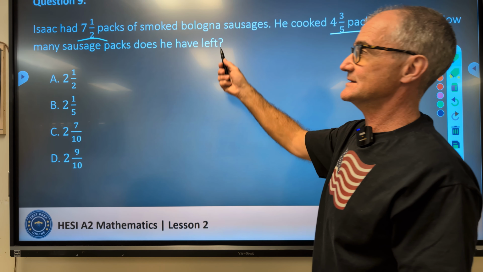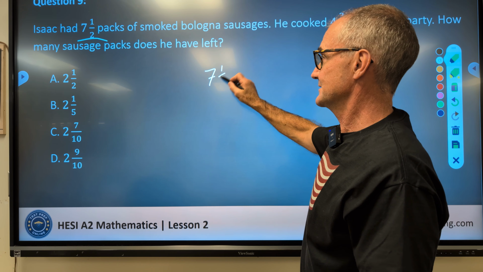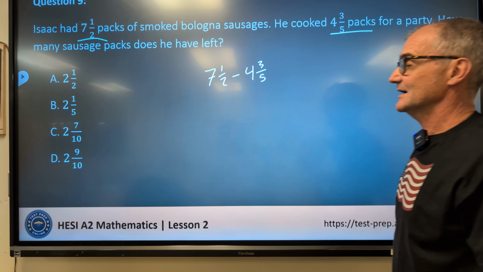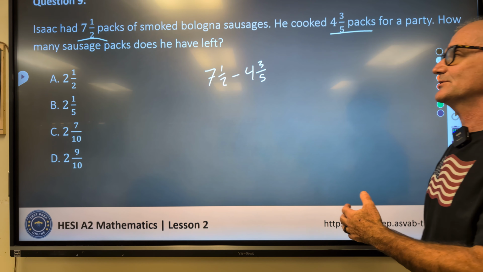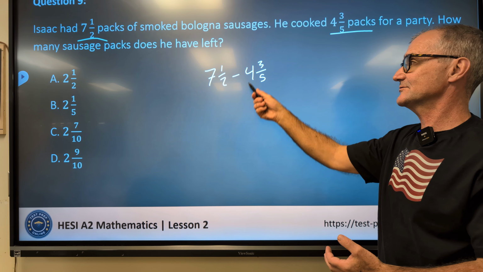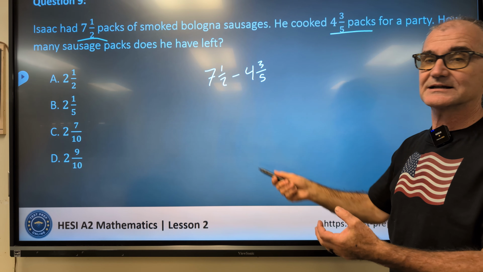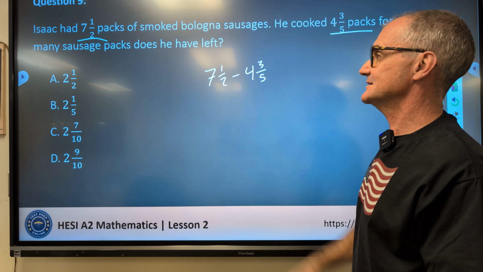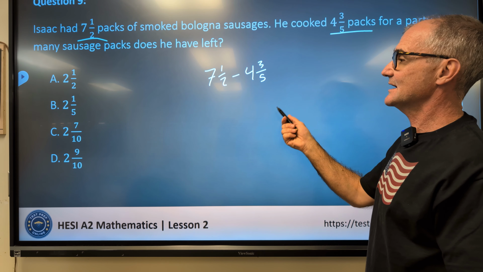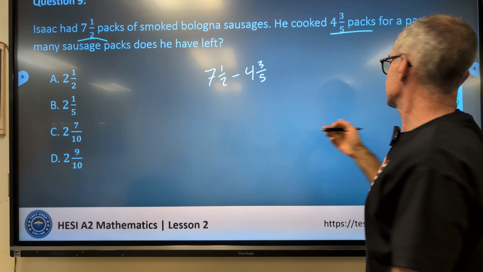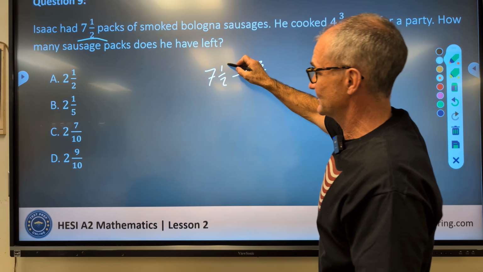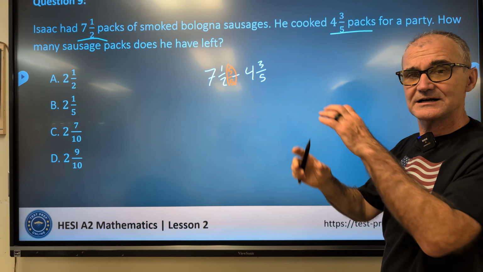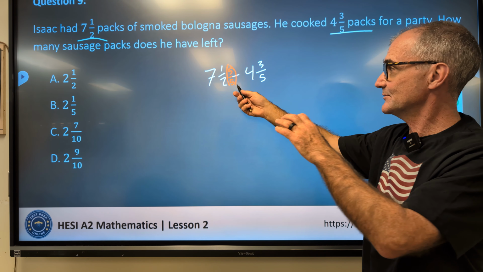Let me turn that sentence into an equation, 7.5 minus 4 3/5. I could do this 2 different ways. I could turn it into improper fractions, 15 halves minus 23 fifths, then get a common denominator. Or I could just get common denominators first. The common denominator is going to be 10. So to get to a 10, I'm going to multiply only the fraction here by 5 over 5. Any number I want, as long as the numerator and denominator are the same, so I multiply by 1.